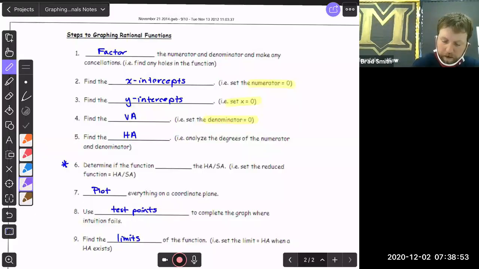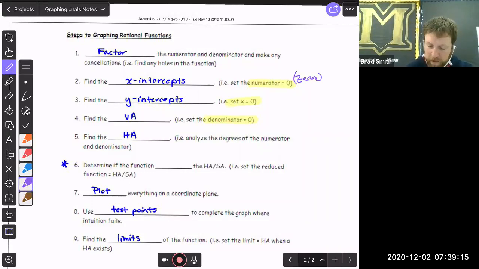So we're going to factor what we can. X-intercepts, those are your zeros. So we're going to set the numerator equal to 0 and solve. Step 3, find the y-intercepts. That's going to help you out. That's just giving you another point to graph. So it's where does it cross the y-axis? And that's just setting x to 0. So you're going to plug 0 in for x and get an answer.